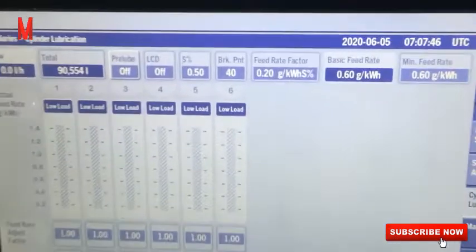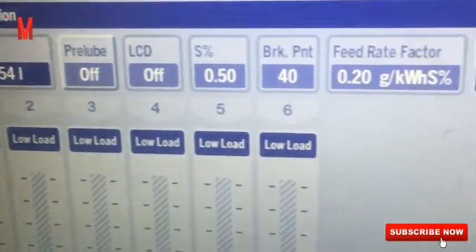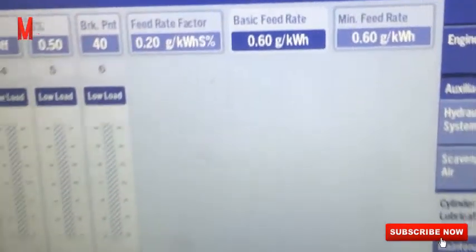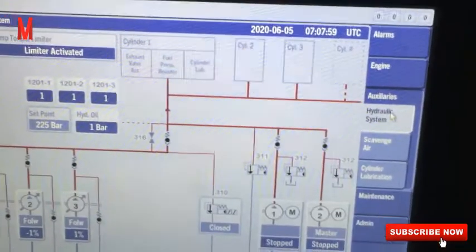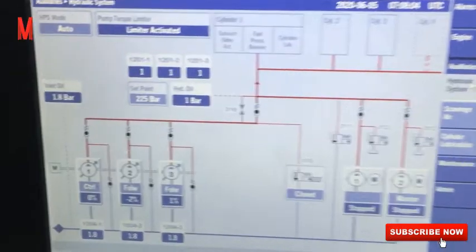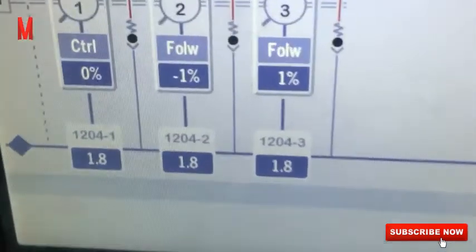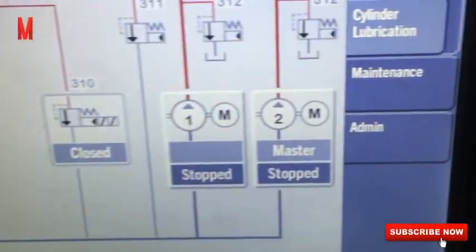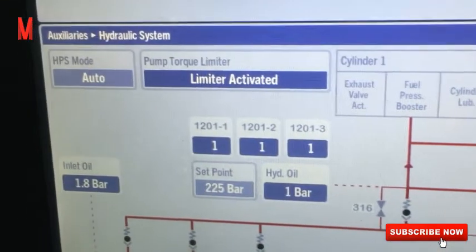So, as you can see here, for the example of auxiliaries, we have cylinder lubrication. Kita na rin yung feed rate factor na 0.2 gram per kilowatt hour per percent of sulfur. Then we have the hydraulic system. In the hydraulic system, there are 3 hydraulic pumps driven by chain, and we have two electric motors.